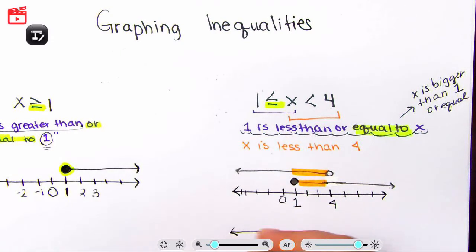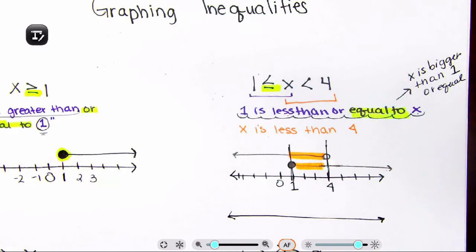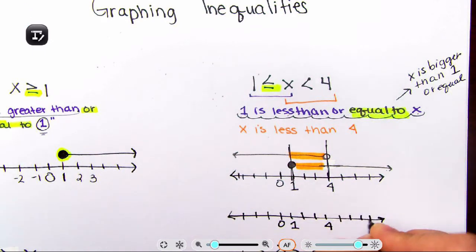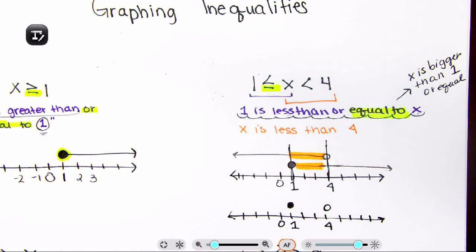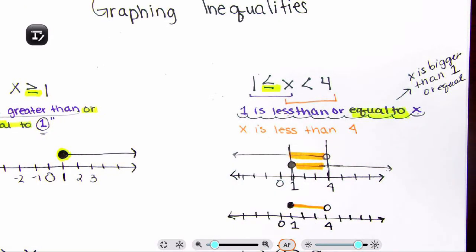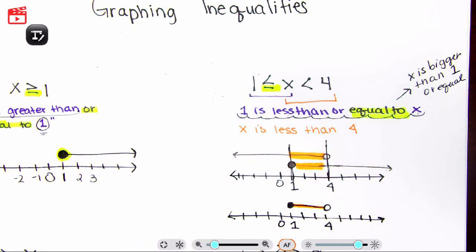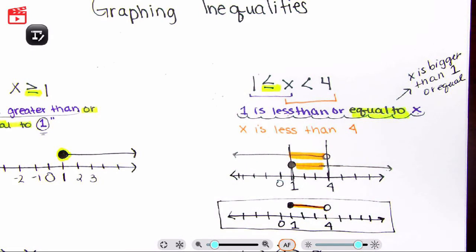Let me redo this. We're going to take whatever's overlapping and draw it one more time. So here's 1. Here's 4. 1 is shaded, 4 is open, and then the numbers that overlap are these numbers here. So I'm going to connect them, and then that's your answer. So this here is your graph for the compound inequality of 1 is less than or equal to x, which is less than 4.